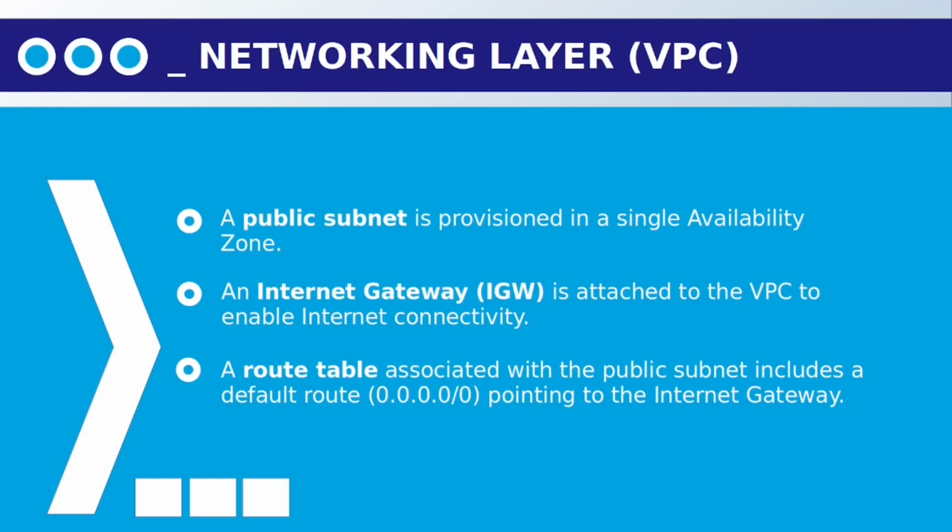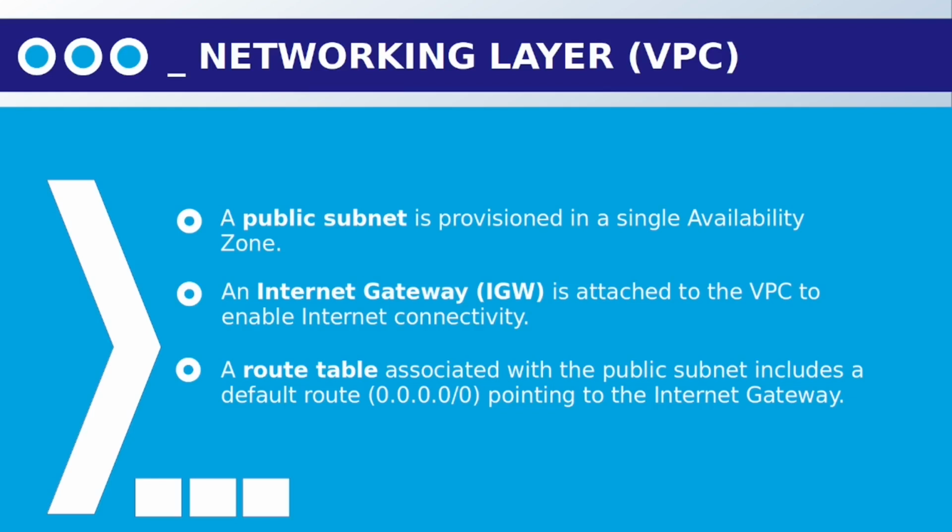Next, internet gateway. An internet gateway is attached to the VPC. Its role is very simple. It allows traffic between the VPC and the internet. Important points: one internet gateway per VPC. Without an internet gateway, internet traffic cannot enter or leave the VPC. Think of it as the door between your AWS network and the public internet.